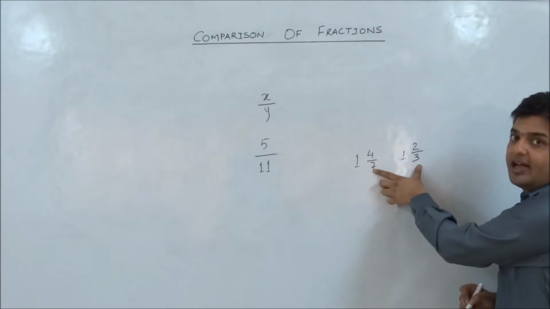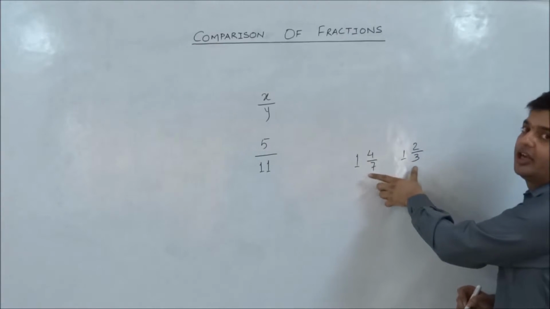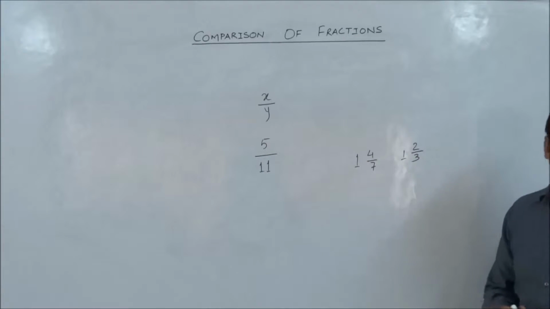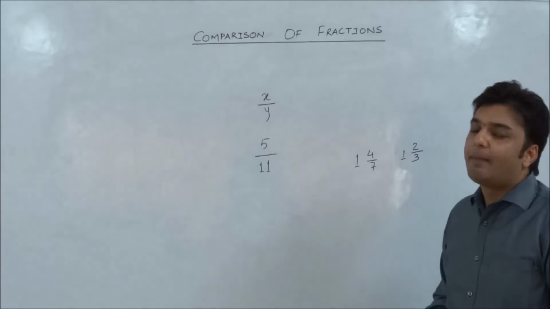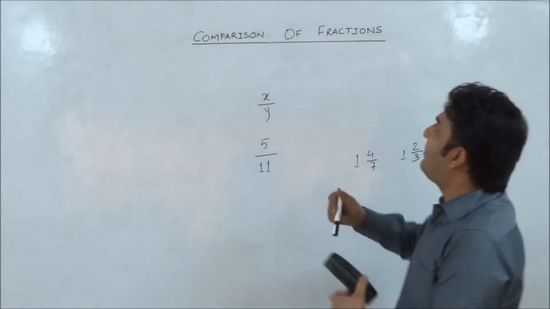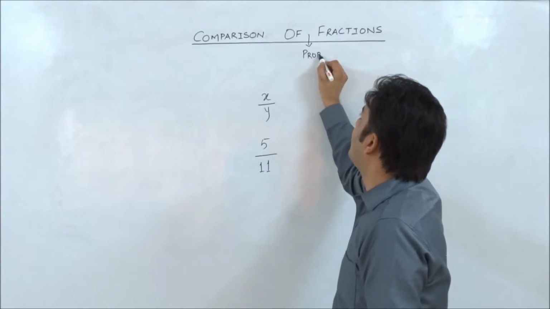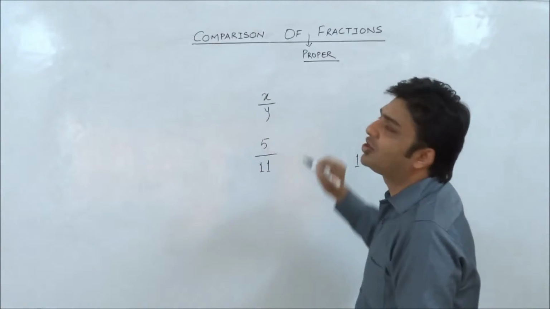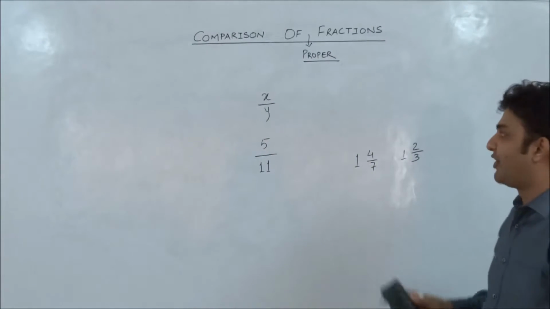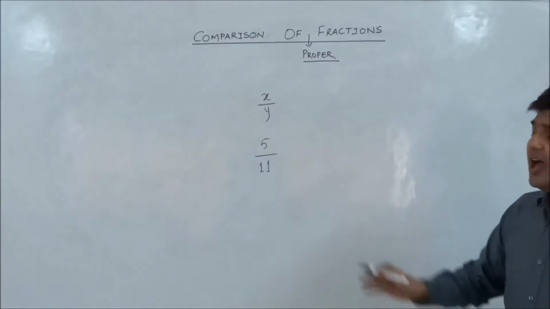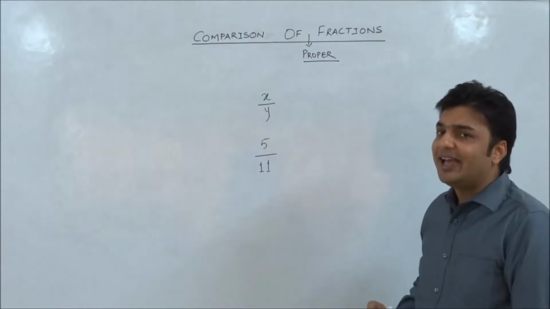We need to compare the proper fractions only. The greater the proper fraction, the greater the whole fraction is going to be. So instead of comparing the whole thing, we are just going to compare the proper fraction. So comparison of fractions can also be termed as comparison of proper fractions, because it can be reduced to comparing just the proper fractions. Now I have a proper fraction x by y, for example 5 by 11.